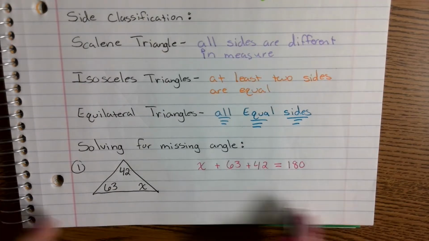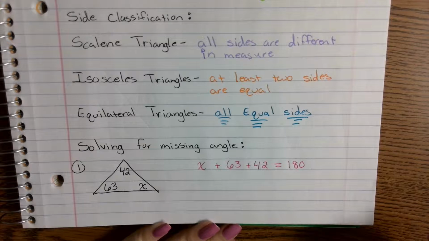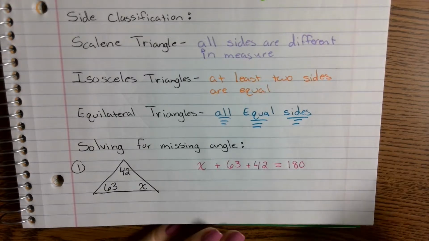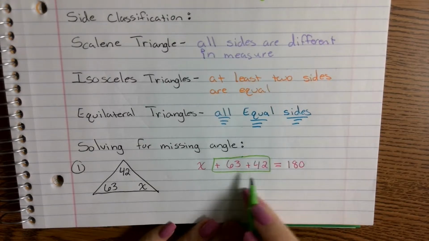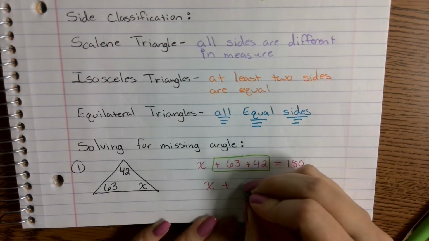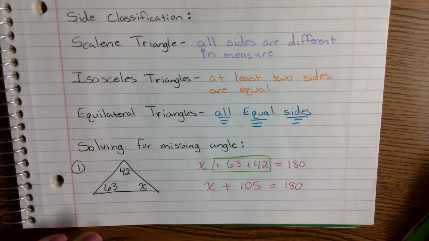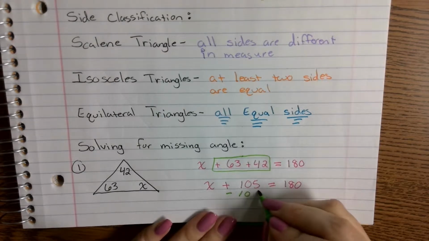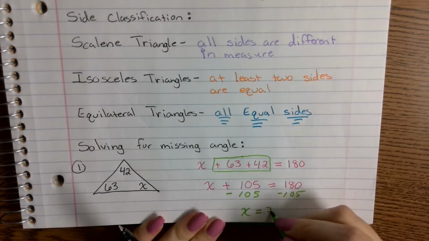Okay? Before we start doing any inverse operations, we should check to see if we can simplify anything. Can we simplify? Yes. What can we simplify? Brent? 63 and 42. 63 happens to be a positive. 42 is a positive. We can combine those two positives together to get what? 105. So we get x plus 105 is now equal to 180. Now we can start doing inverse operations, which is to subtract 105 from both sides. And we'll get that x is going to be equal to 75 degrees.